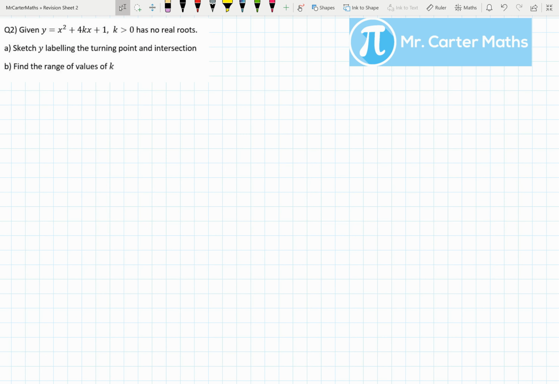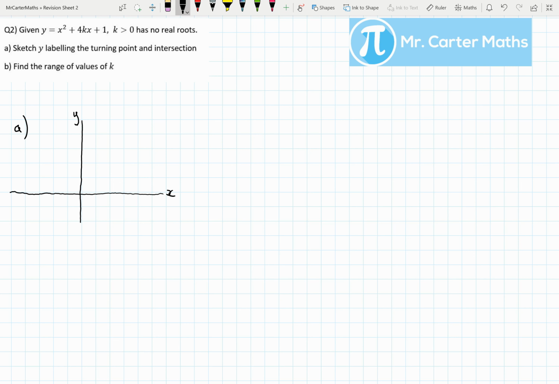Question 2. We've been given the equation of some quadratic. We know it has no real roots. We've been asked to sketch this and label its intersection, part A. We've also been told k is greater than 0, so we can think about the implications that has when we're sketching. I know it has a positive intercept, so it's going to intercept at 1. I'm also thinking about the fact it has no real roots, so I know it's not going to cross my x-axis.